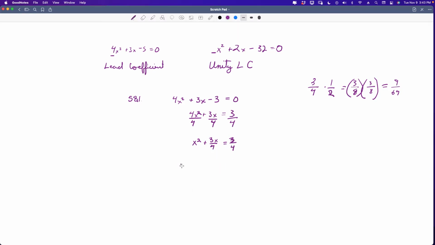And when we add that, we say x squared plus 3x over 4 plus 9 over 64. And we have to do the same thing. We have to add it to both sides or else it's no longer equal. So 3/4 plus 9 over 64. So now we're going to make this have the same denominator so that we can add them together. Right? So we need to make this 64, or we need to find a least common multiple, one of the two.